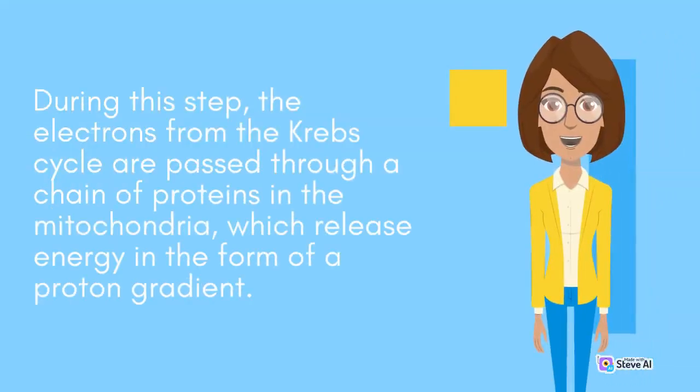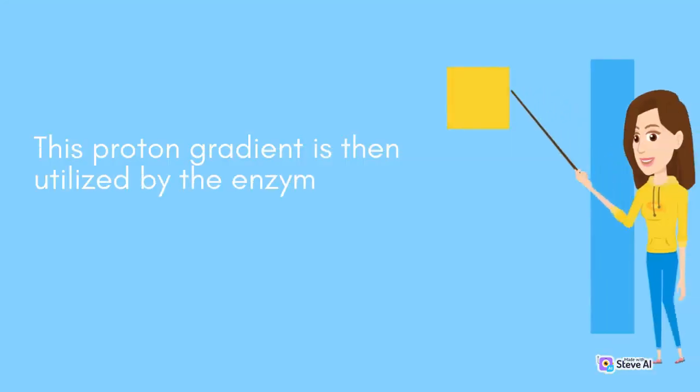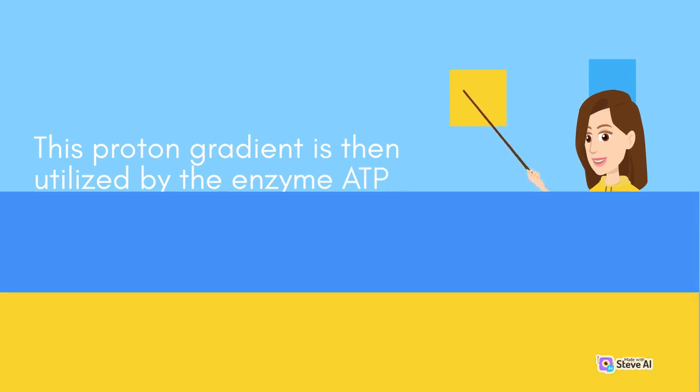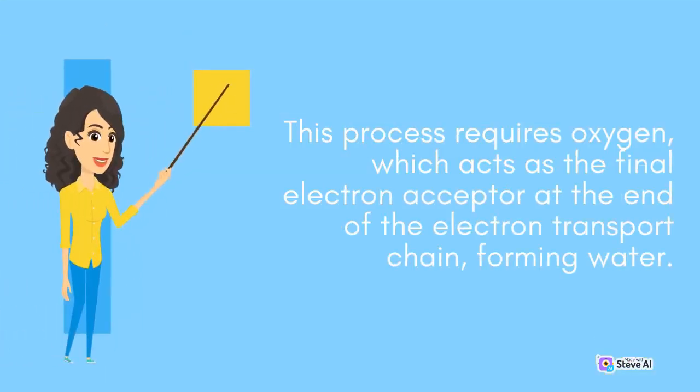During this step, the electrons from the Krebs cycle are passed through a chain of proteins in the mitochondria, which release energy in the form of a proton gradient. This proton gradient is then utilized by the enzyme ATP synthase to produce a large amount of ATP. This process requires oxygen, which acts as the final electron acceptor at the end of the electron transport chain, forming water.